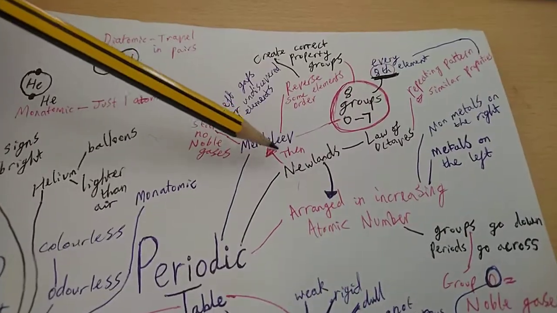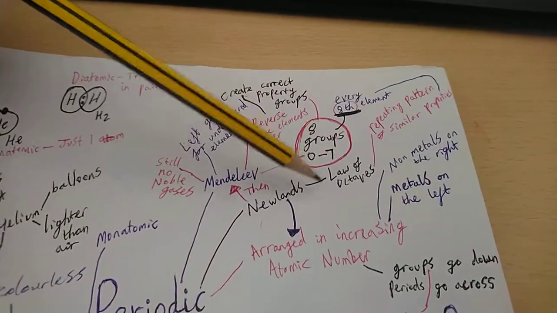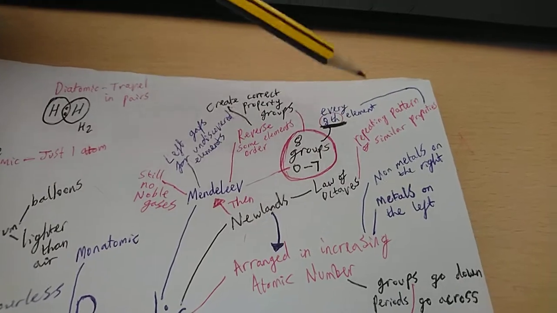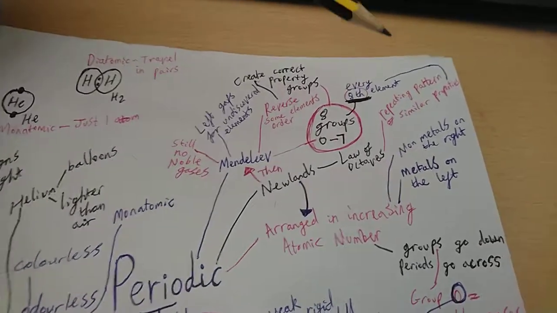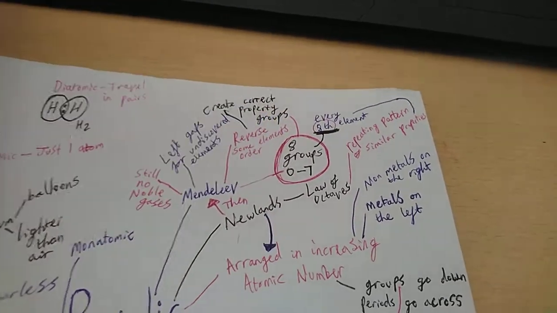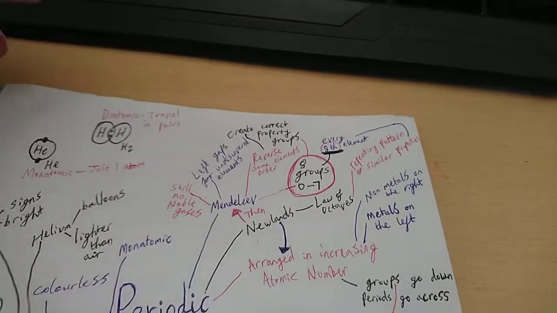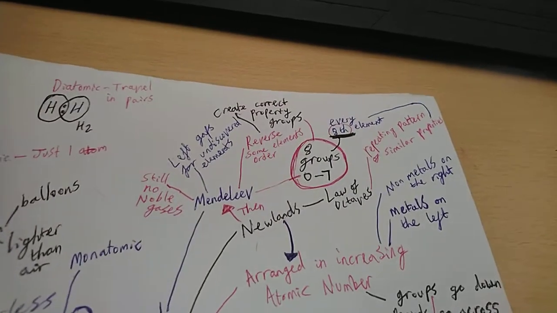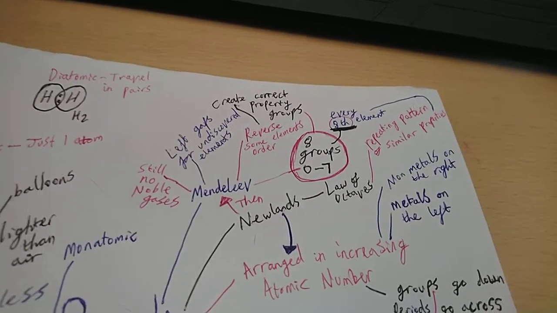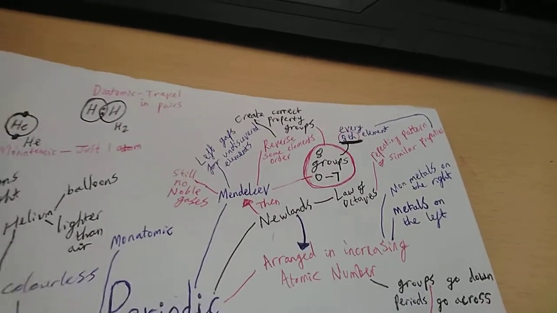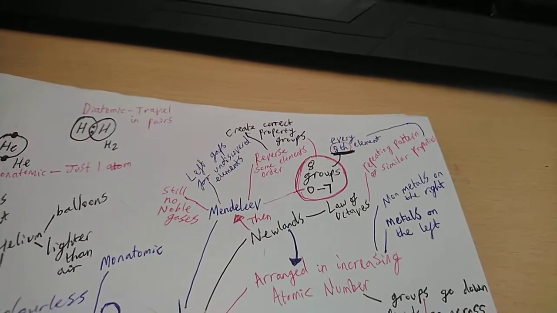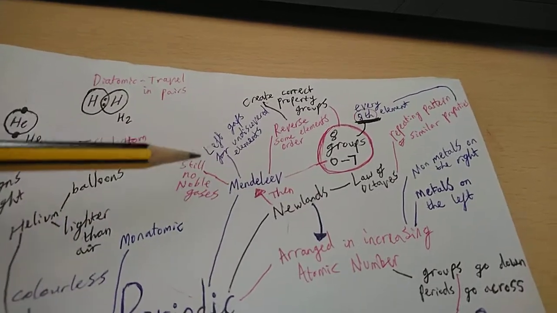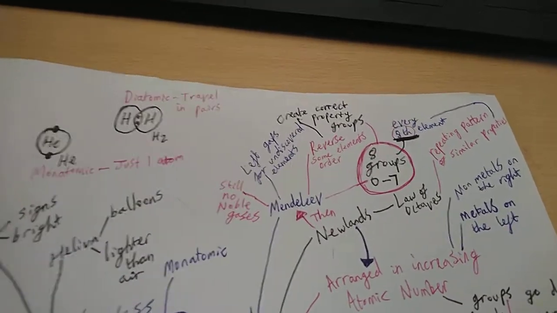Well, the first person to come up with something was Newlands, who talked about the law of octaves. He said that there was a repeating pattern of similar properties every eighth element, which would later go on to us finding out about the 8 groups. However, Newlands did some things that people didn't agree with, like he had some boxes with 2 elements in, and mixed metals and non-metals. Then after Newlands came Mendeleev, who changed a few things.